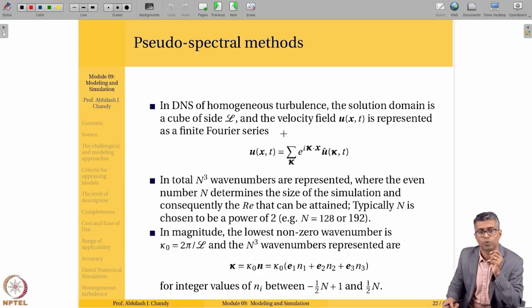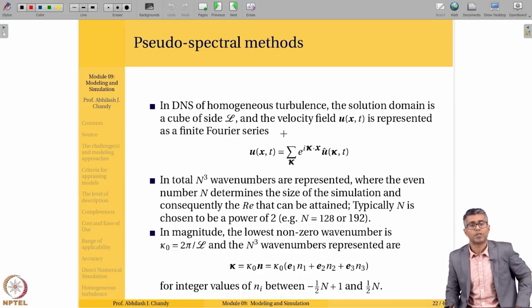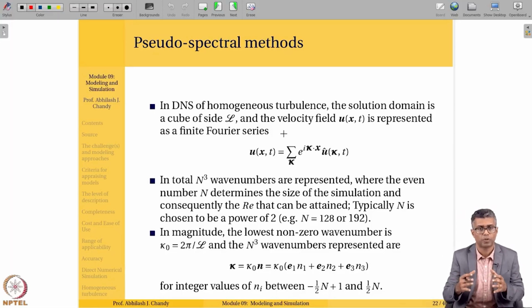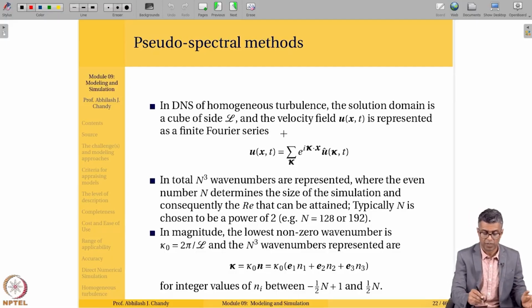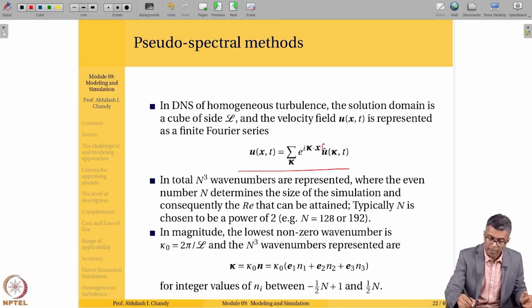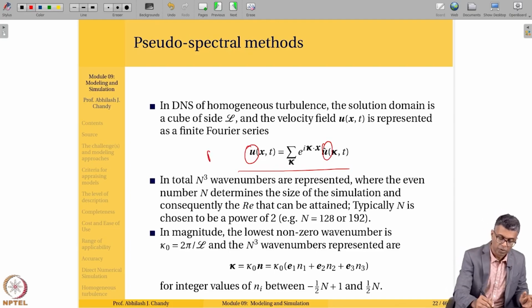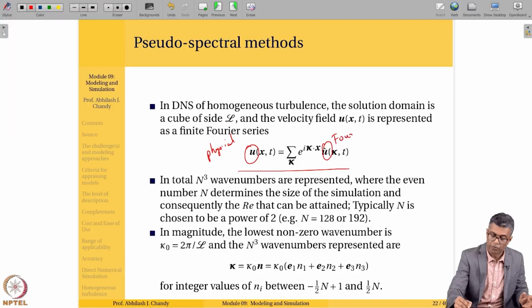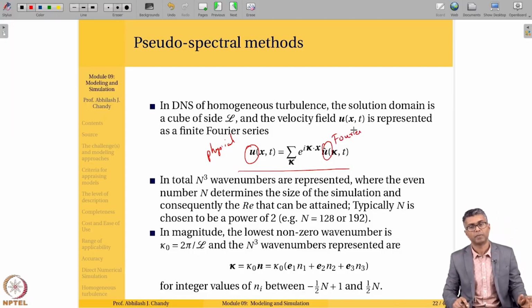Okay, so pseudo-spectral methods. Now if you take a DNS of homogeneous turbulence, the solution domain is a cube of side L. It's a cube, each side is L, and the velocity field is represented as a finite Fourier series, right? We've seen this earlier. U of x, t is the summation of e to the i kappa dot x times u hat. U hat is in Fourier space, and U is in physical space. So this is in physical space, and this is in Fourier space or spectral space, right?